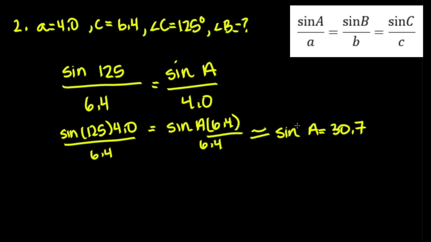Now let's use logic. Since we know that there are 180 degrees in a triangle, we can do 180 minus 125 plus 30.7. We are getting 125 from our angle C, and we're getting 30.7 from our angle A. Add these two together and subtract from the entire measurement in a triangle, and this will leave us with the measurement of the remaining angle. So we know that the sine of B, which is our remaining angle, is going to be 24.2.